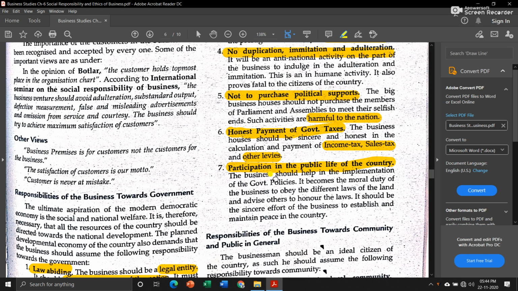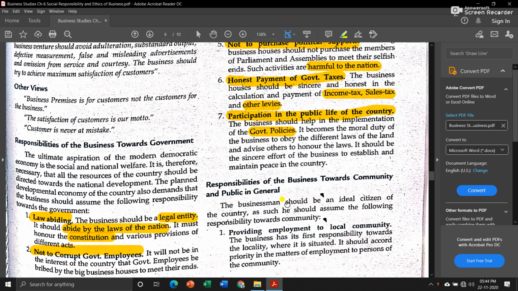The business should help in the implementation of government policies. Now, various policies are developed by the government, so a business should help in implementing those government policies. It becomes the moral duty of the business to obey the different laws of the land and advise others to honor the laws. It should be the sincere effort of the business to establish and maintain peace in the country. As a business has to run within the society, within the country, so they have to maintain peace in the country, as well as they try to help the government also in maintaining peace in the country.